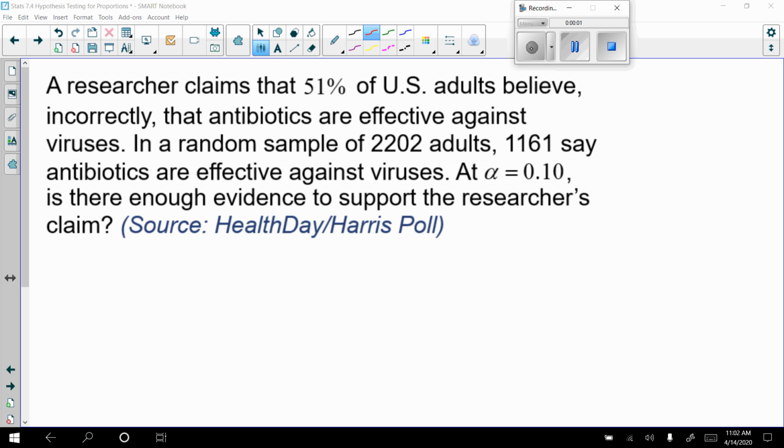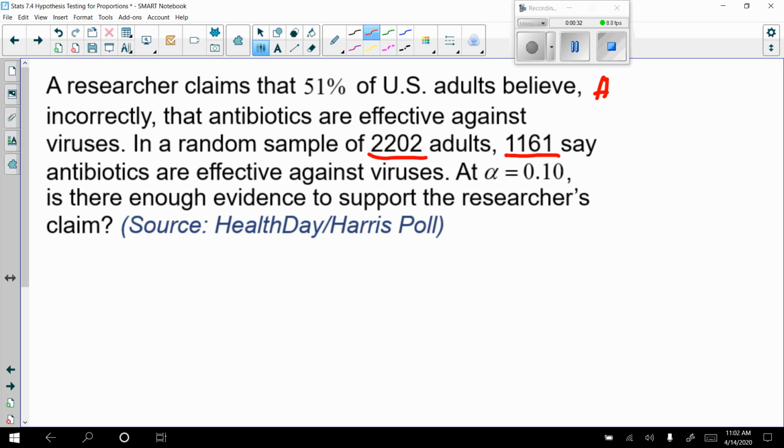In our last example, we have a researcher that claims that 51% of US adults believe incorrectly that antibiotics are effective against viruses. In a random sample of 2,202 adults, 1161 say that they are effective against viruses. Is there enough evidence to support the researcher's claim if you use an alpha level of 0.10?